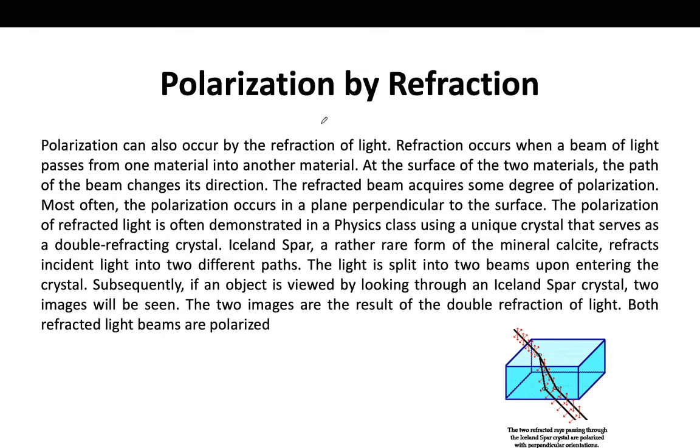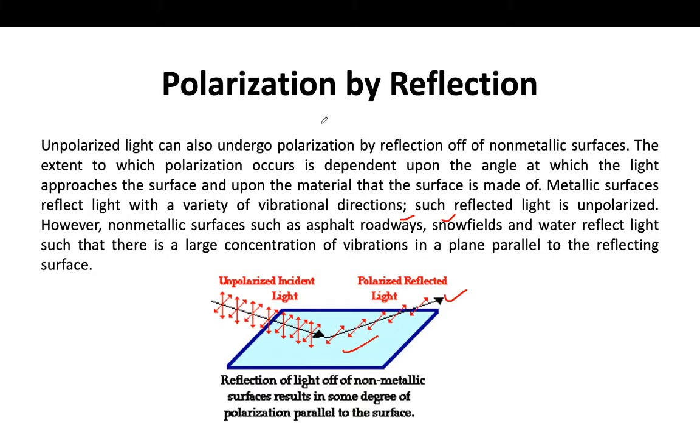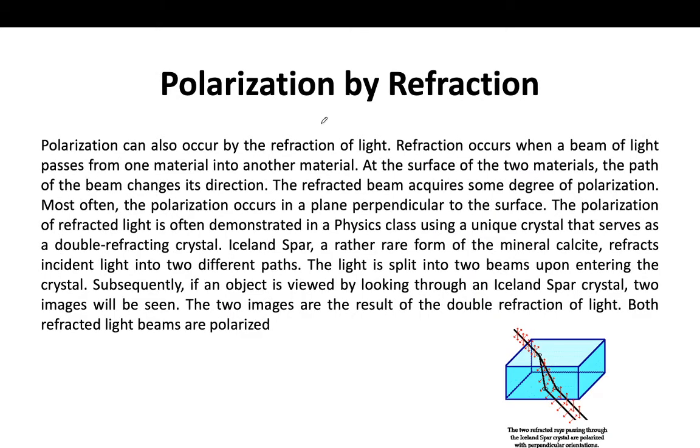Like in reflection, only on non-metallic surfaces will polarization happen. In the same way, in refraction there are special types of materials or crystals from which, if refraction happens, the light will be polarized, otherwise it will be unpolarized.